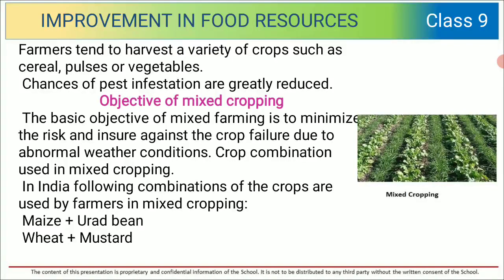Objective of mixed cropping: the basic objective of mixed farming is to minimize the risk and ensure against crop failure due to abnormal weather conditions. Crop combinations used in mixed cropping: in India, the following combinations of crops are used by farmers in mixed cropping: maize plus urad bean, wheat plus mustard. So, this is nothing but the combination.